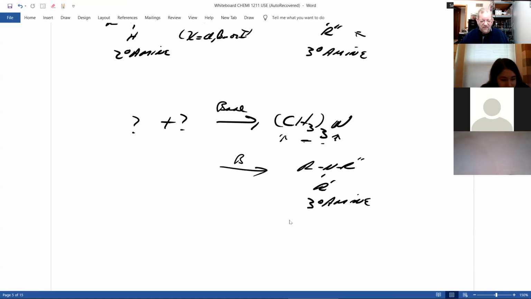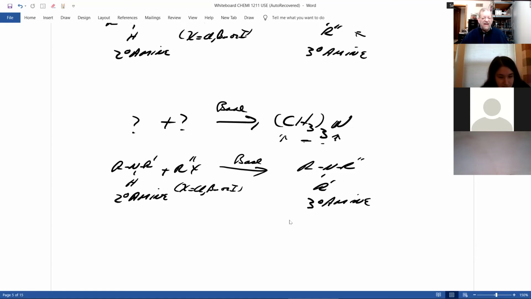And what do you react with base to make a tertiary amine? A secondary amine plus an alkyl halide, where X is chlorine, bromine, or iodine. And if I say the three methyl groups are R, R prime, and our R double prime.